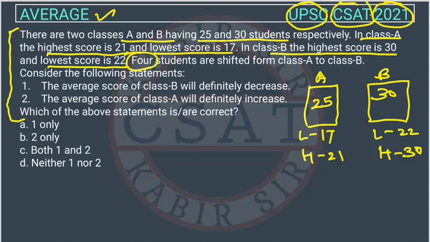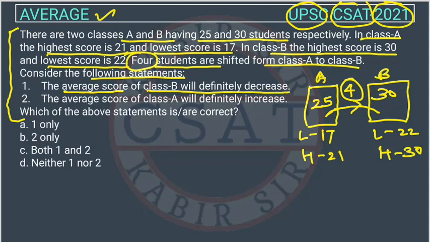Now 4 students are shifted. 4 students are going from class A to class B, right? So 4 students we are shifting from class A to class B. So consider the following statement: the average score of class B will definitely decrease.